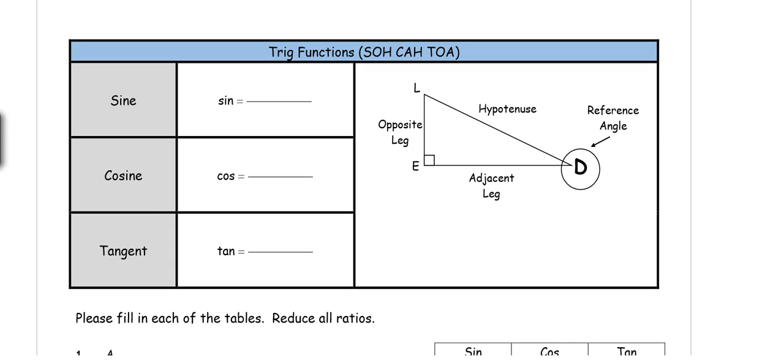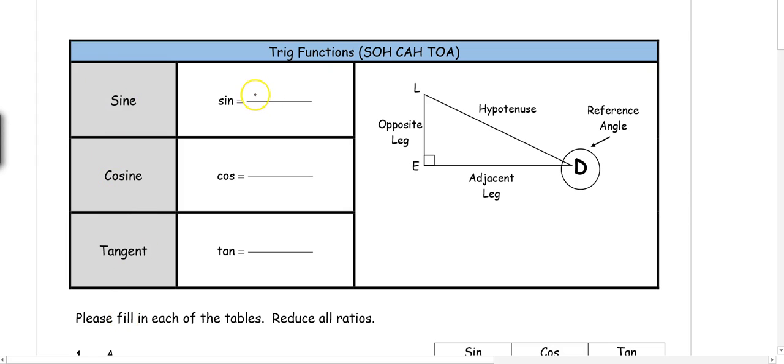This video is about using the trig functions to set up trig ratios and to find missing trig ratios. So remember that there are three trig ratios: sine, cosine, and tangent. And a fun way to remember those is SOHCAHTOA.